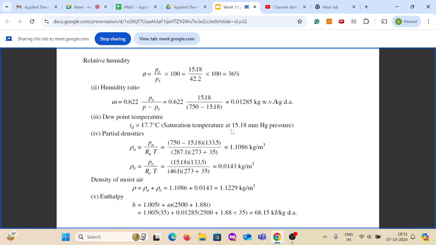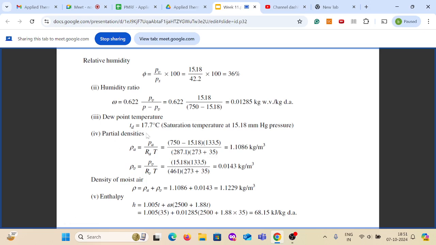So your dew point temperature is the temperature corresponding to this saturation pressure. So for the water vapor pressure, what is the temperature? That will give you the dew point temperature, which is 17.7 degrees Celsius.